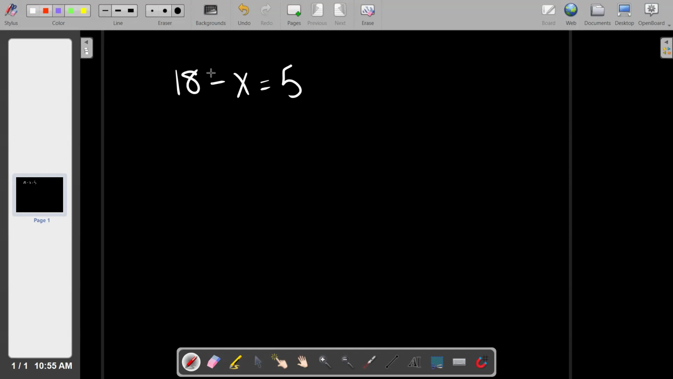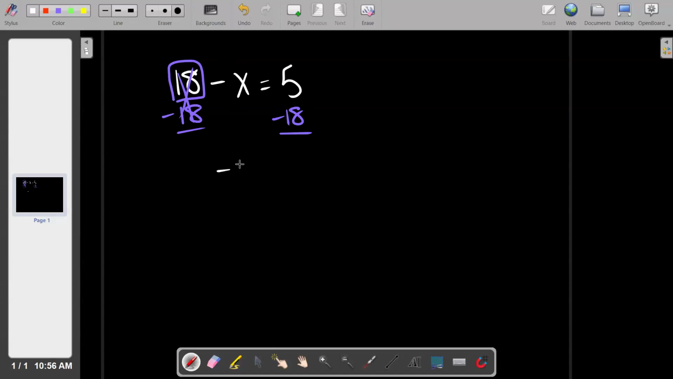Listen, the reason this problem is going to be on every version of the test is because there are people who are going to add 18. I'm sorry to be pessimistic, but the fact of the matter is it's going to happen. To get rid of this 18, knowing that it's a positive 18, you have to subtract 18 from both sides. Make sure that you know to get rid of the number, not the x, but the number.